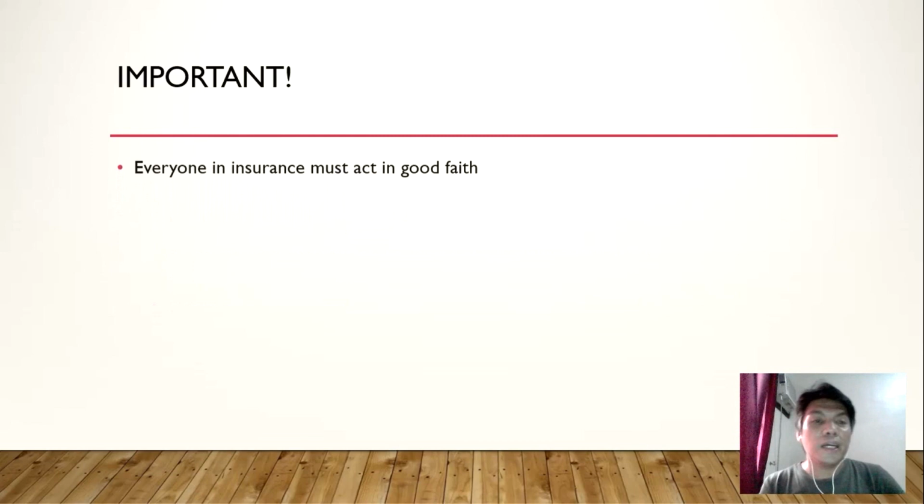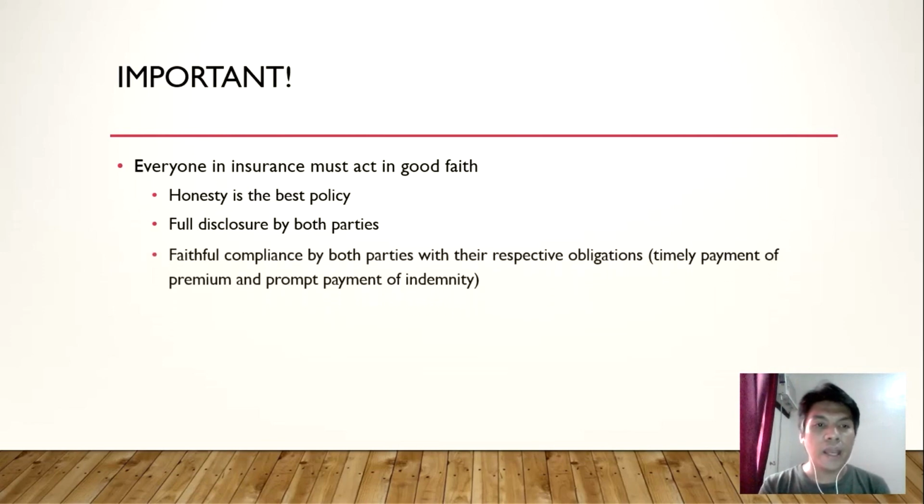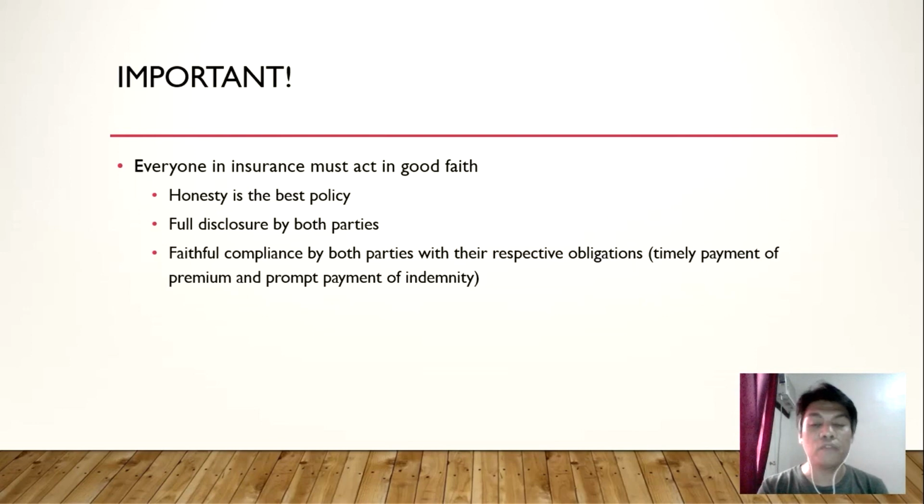Now, on the last note, I'd like to say that everyone in insurance must act in good faith. And honesty is the best policy, both for the insurer and the insured. Full disclosure by both parties is important. On the part of the insurer, full disclosure of all circumstances or incidents involving the business, such as license, permits, and the authority to operate. And on the part of the insured, all facts material to the subject matter of the insurance, such as the health of the insured person, and also all conditions affecting the insurability of the property subject of the insurance. And lastly, faithful compliance by both parties with their respective obligations. On the part of the insured, it's the timely payment of premium. And on the part of the insurer, it's the prompt payment of indemnity.